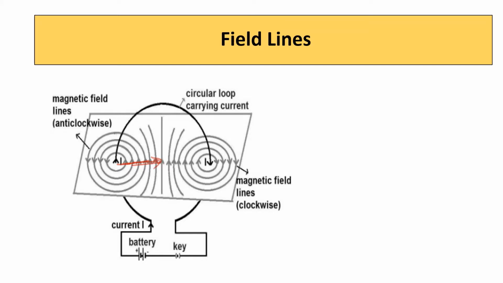You can see at the center of the circular loop, the magnetic field line is straight. If you move away from the center of the loop, the magnetic field lines are diverging. Inside the circular loop, please note the field lines are having the same direction inside the loop.